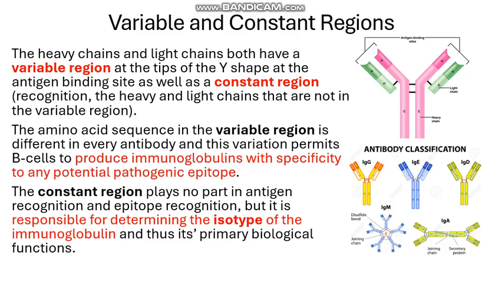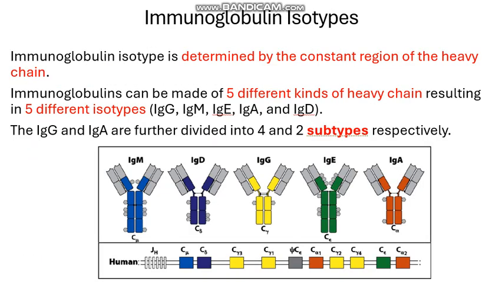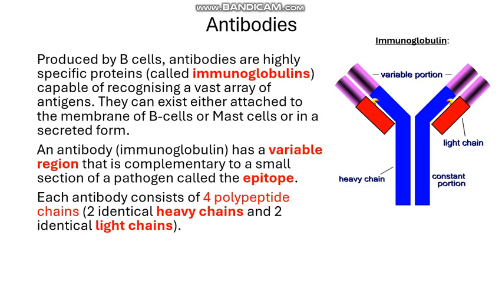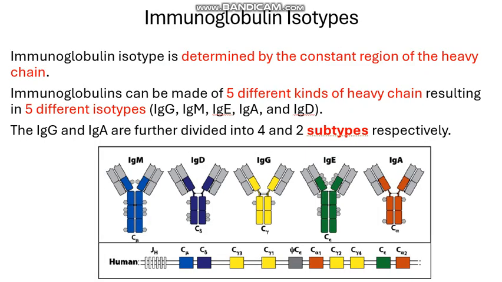Shown on the bottom right here, you can see the different kinds of immunoglobulin isotypes: IgG, IgE, IgD, IgM, and IgA. They all have their own functions that we're going to talk about in a minute. We'll just get onto it. The immunoglobulin isotype is determined by the constant region of the heavy chain. So this blue region here is determining the isotype of the specific immunoglobulin.